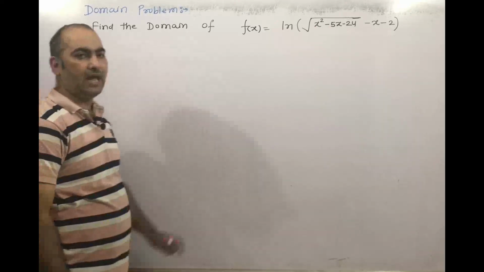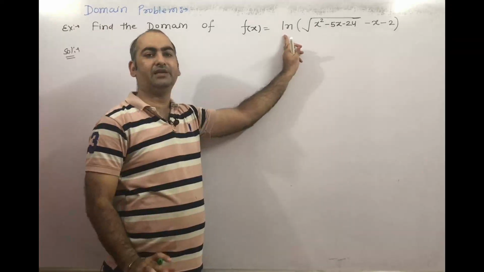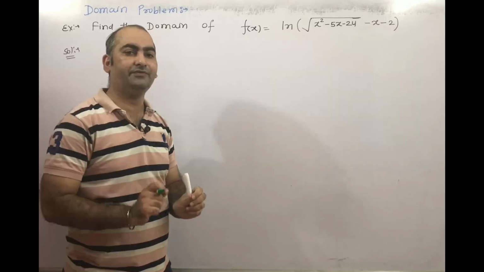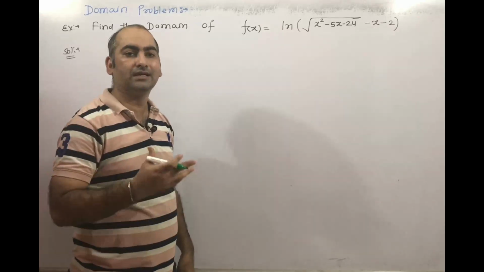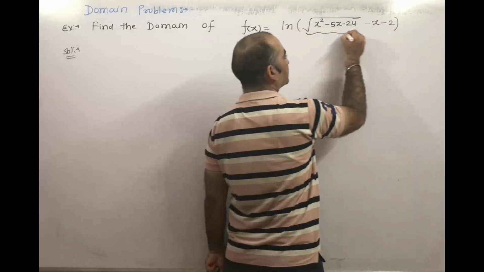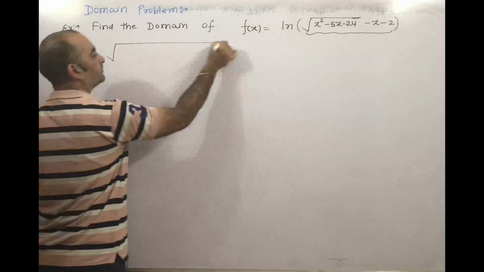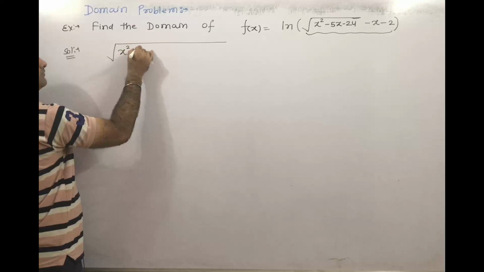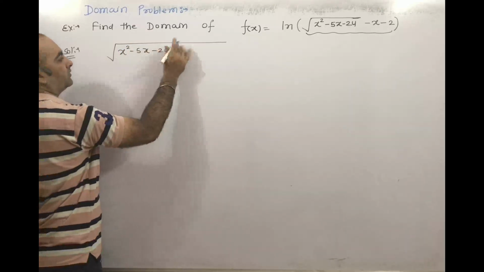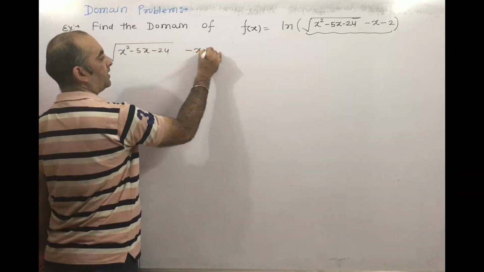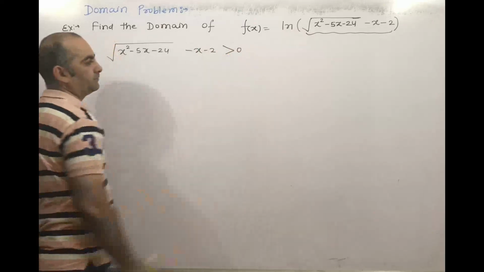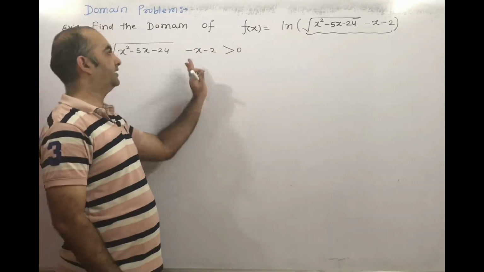So first thing is ln. Ln should be defined. A logarithmic function is defined if the inside quantity is greater than 0. That means this must be greater than 0. So from here we can say that √(x² - 5x - 24) - x - 2 must be greater than 0. So ln is defined if this is greater than 0.